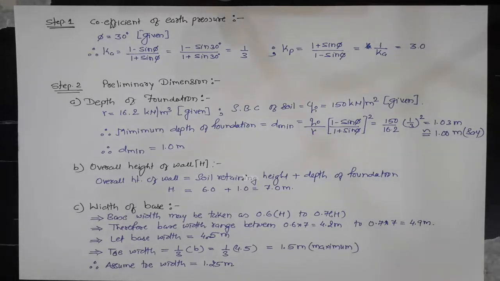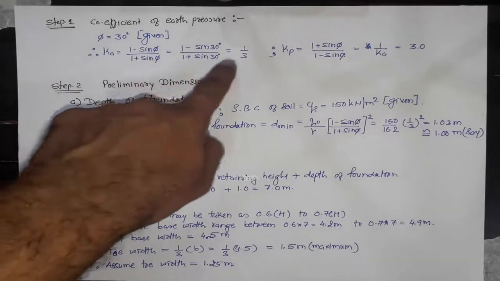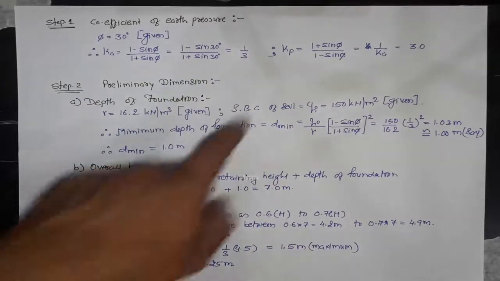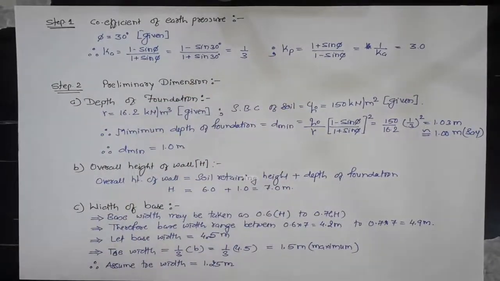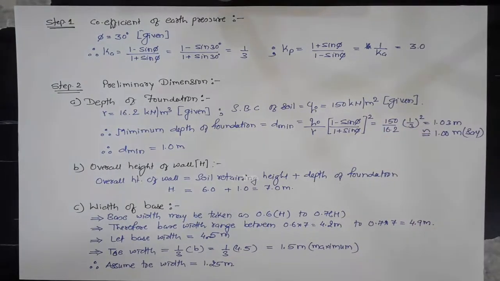Now let's solve the example. Here step 1 is to find the coefficient of the earth pressure. Phi, that is the angle of repose, is 30 degree, a given data. Ka, the active soil coefficient, is equal to (1 minus sin phi) upon (1 plus sin phi), which comes out to be 1 by 3. While Kp, the passive soil pressure coefficient, is equal to 1 by Ka, which is 3. In step 2, we are supposed to determine the preliminary dimensions of our retaining wall.